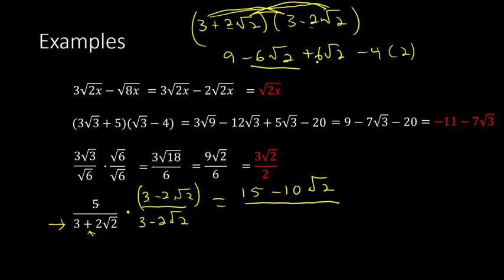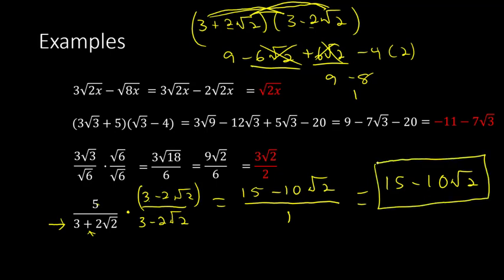So notice what happens. These two middle terms will cancel out. You're left with 9 minus 8, which would be 1. So notice the radical is gone, and the bottom is going to be a 1 in this case. And then anything over 1 is just what you started with. So we're going to have 15 minus 10 times the square root of 2 as your final answer. All right, so again, the key is multiplying the top and the bottom by the conjugate in this case to get rid of that radical.